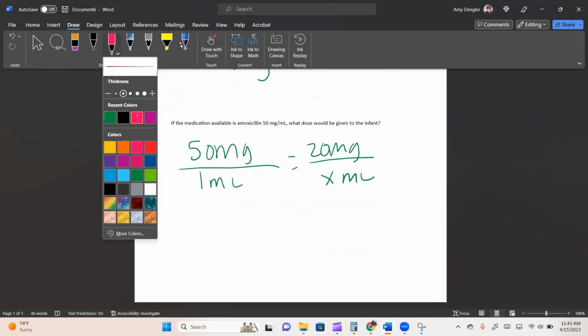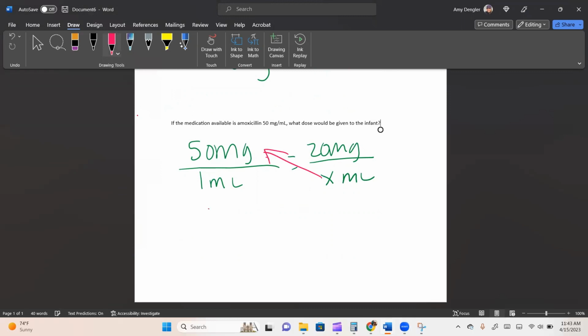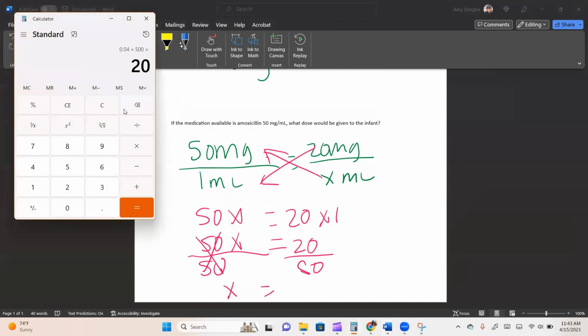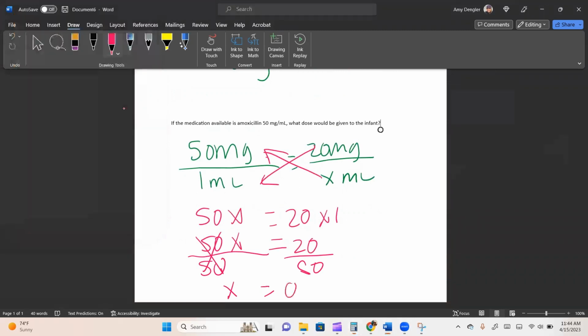So we're going to do 50x is equal to 20 times 1, which is just 20. So we have 50x is equal to 20. We want to get x alone, so we're going to divide both sides by 50. That cancels out. I just have x. And then we have 20 divided by 50 for our answer, which is 0.4 ml.